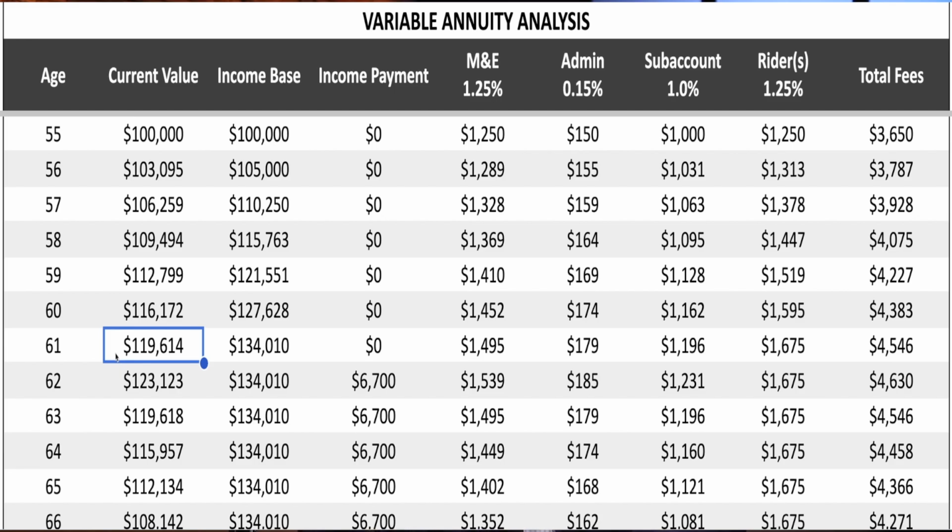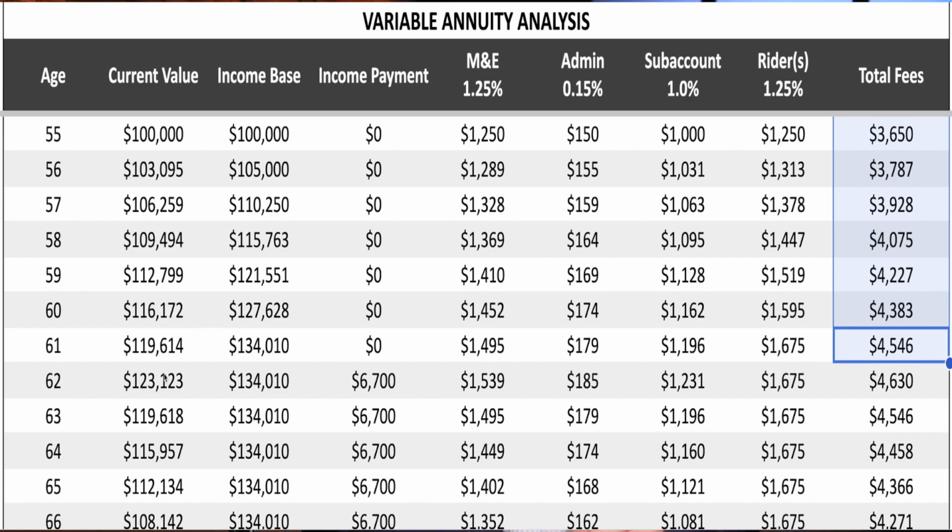Now, before we move on to the phase where this person started taking his income, I wanted to point something out. He had invested $100,000. It was now worth $119,614. So he'd made $19,614 under our average return assumption of 7% less fees. But you add up the fees he's paid, this means that the annuity company has literally made more than he has. So now you're probably starting to get an idea of how I feel about these.